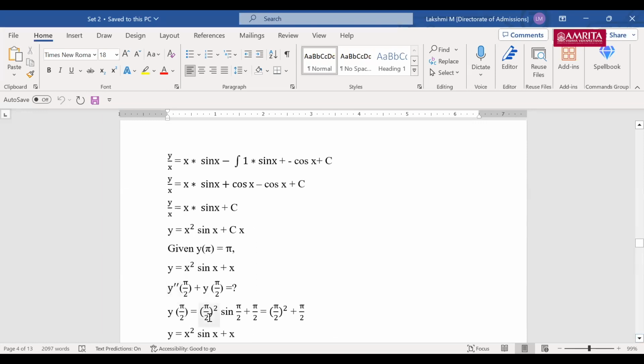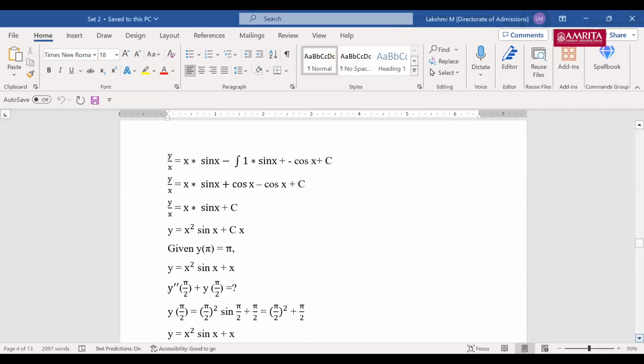So what is y of pi by 2? X will be pi by 2. So pi by 2 square into sine pi by 2 plus pi by 2. So you got an answer for y of pi by 2 as pi by 2 whole square plus pi by 2. Now, once you have the value of y, it's easy for you to find out y dash and y double dash.